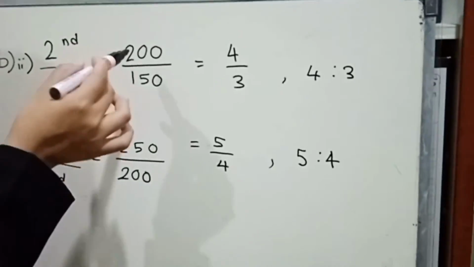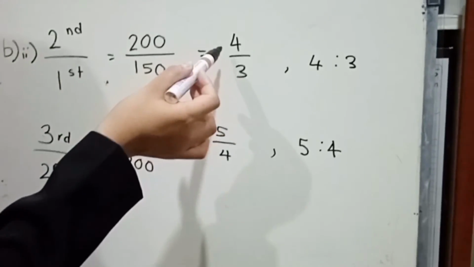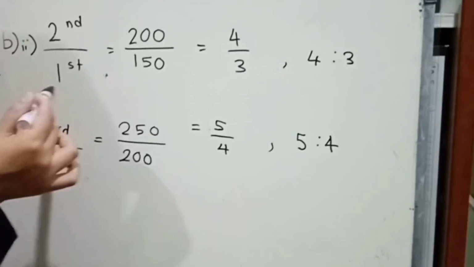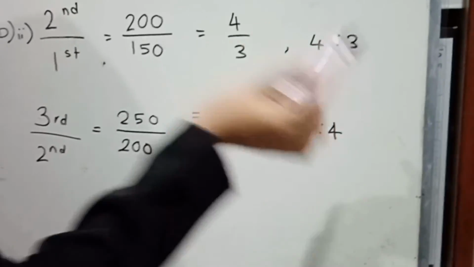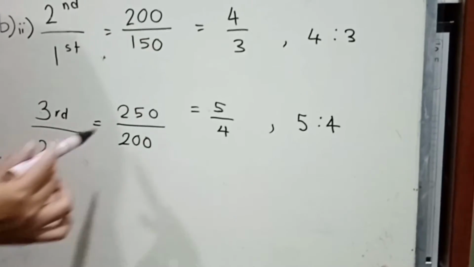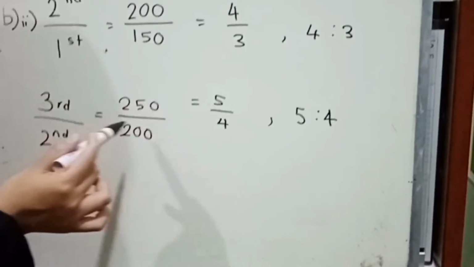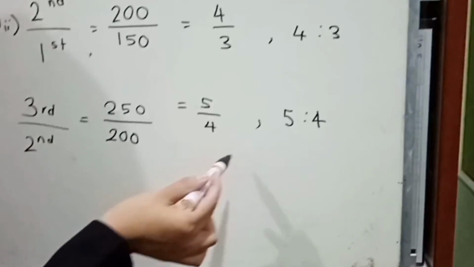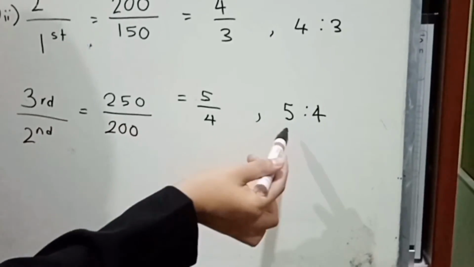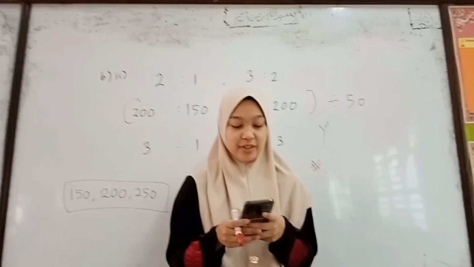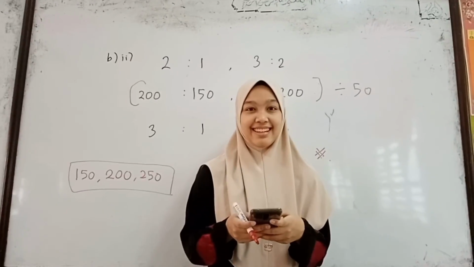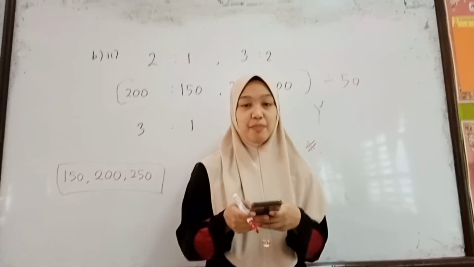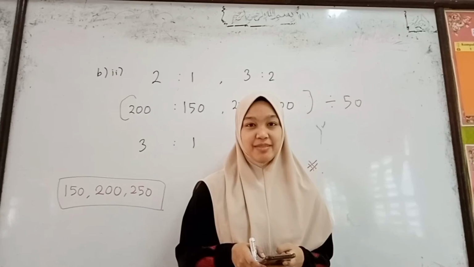For question 2B2, you have to do like this. Second month over first month, 200 over 150, then you get 4 over 3. The ratio of the second month with the first month is 4:3. Next, third month over second month, 250 over 200, then 5 over 4. So the ratio of the third month with the second month is 5:4. My conclusion for question 2B3: savings increase by 50 ringgit per month because it is an arithmetic progression. The difference is equal but the ratio is not.